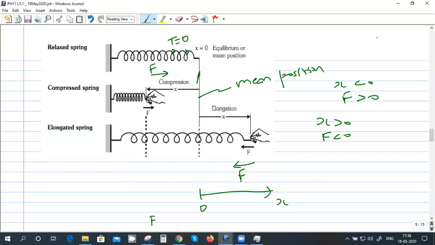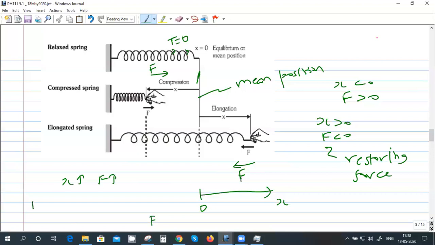So x less than 0 means the displacement towards the left on the negative side. In that case, the force will be towards the mean position, and the direction is positive. While elongating, the displacement is positive, it's towards the right. And the restoring force is towards the negative side. And this force is called restoring force, because it restores the condition towards the natural position.